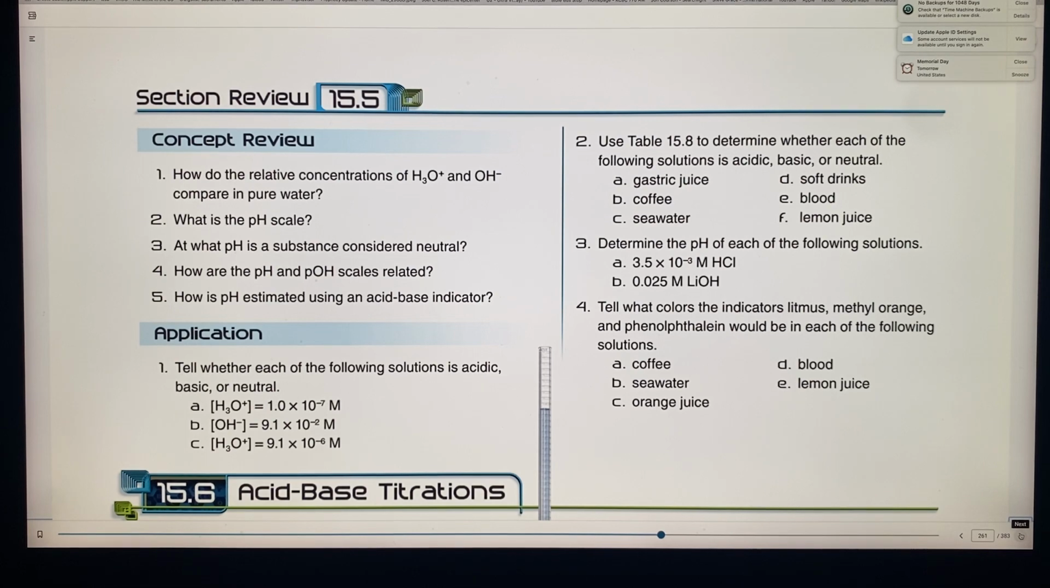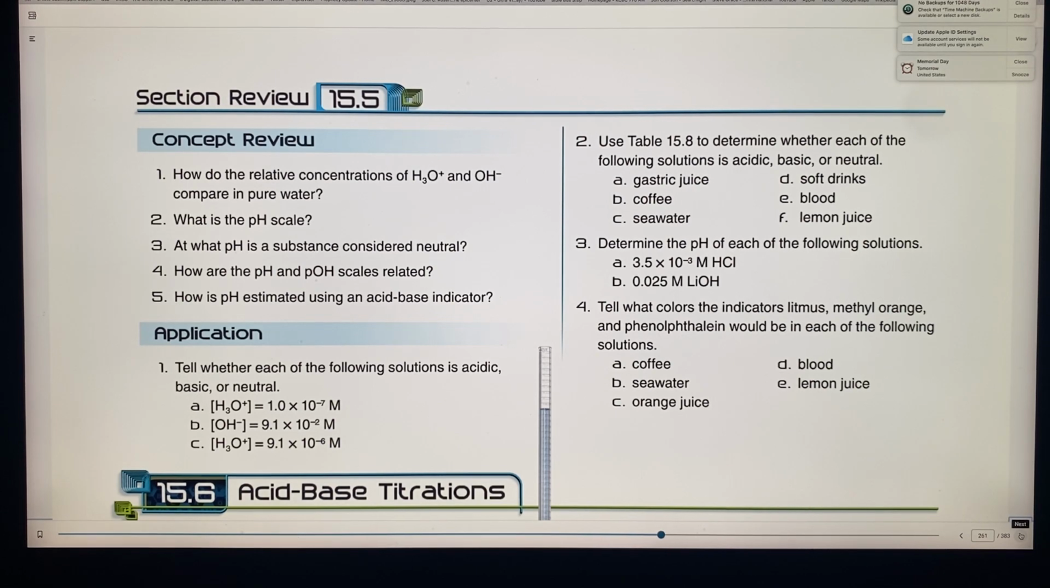OH will be the opposite, right? Would be the opposite because you're looking at the pOH or whatever. So a negative 2 would be basic. And then here you have hydrogen. You have a negative 6 of it. You know that's going to be 9.1 times 10 to the negative 6 of the hydrogen. So you know that that's going to be acidic, because you're measuring the hydrogen here.